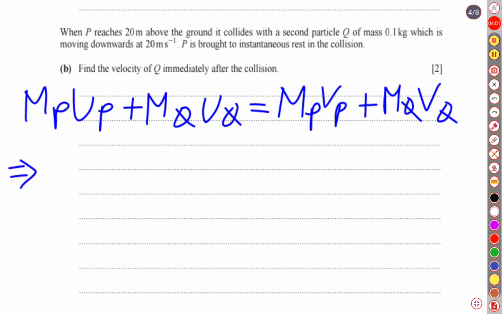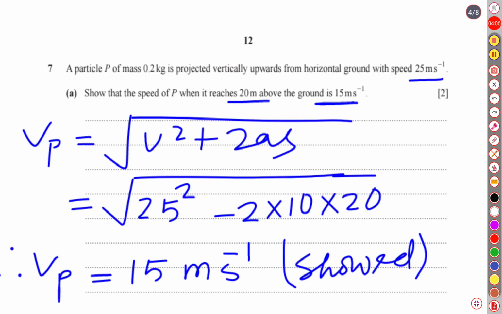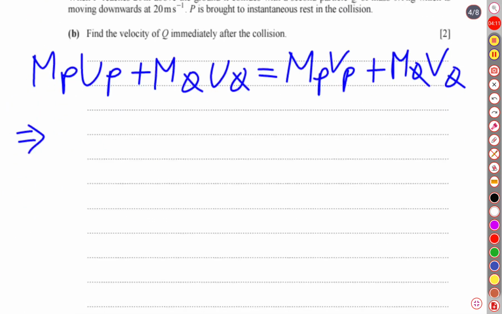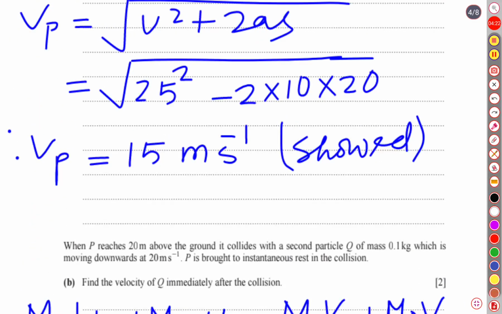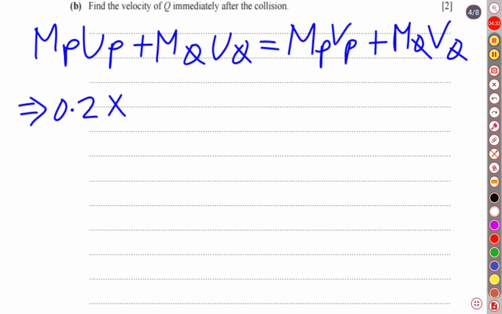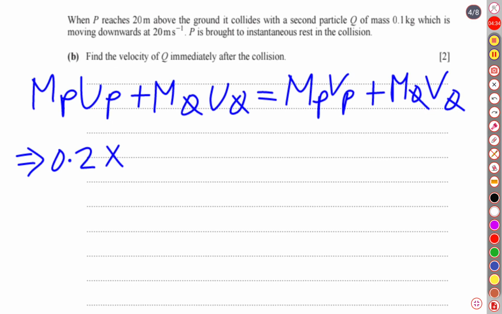Let's see what information we have. The mass of particle P may be collected from the previous part. The mass of particle P was 0.2, whereas the mass of particle Q is 0.1. So let's write 0.2, and the initial velocity of particle P before the collision we have already obtained: it was 15 meter per second. So let's write 0.2 into 15.